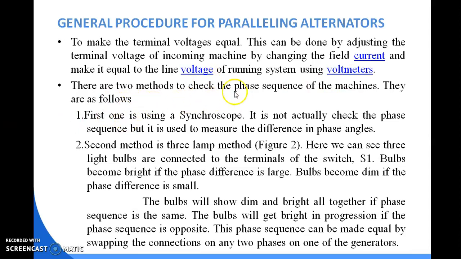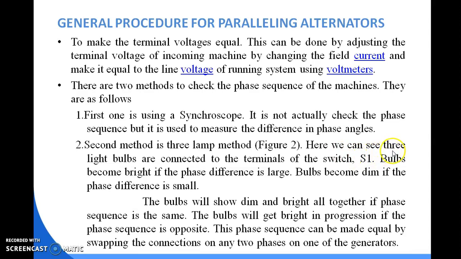There are two methods to check the phase sequence of the machine. First one is using a synchroscope. It does not actually check the phase sequence, but it is also used to measure the difference in phase angle. Second method is the 3-lamp method, which we will see further.